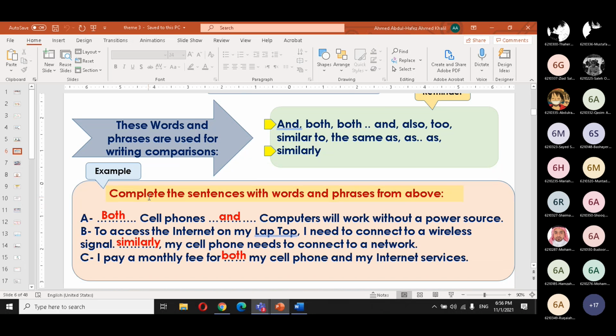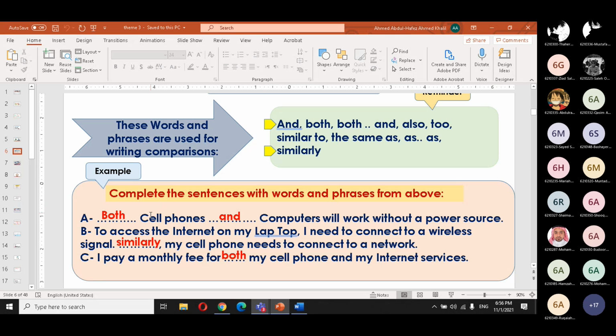Look at these are examples. Okay, here we want to use both and. We want to talk about cell phones. Cell phones mean mobile phones and computers. So you can say both. Cell phones and computers will work without a power source.